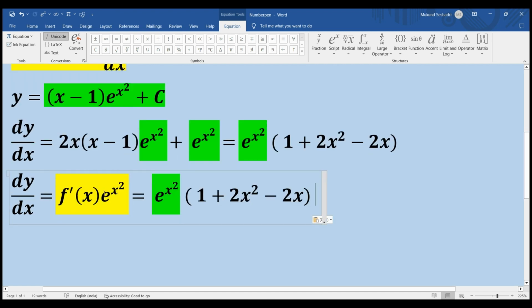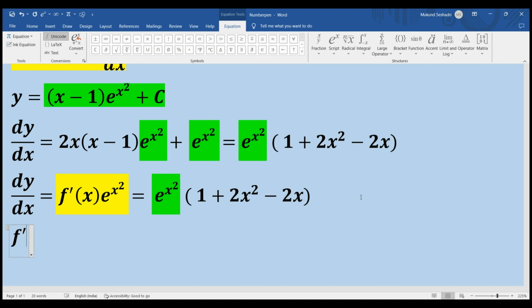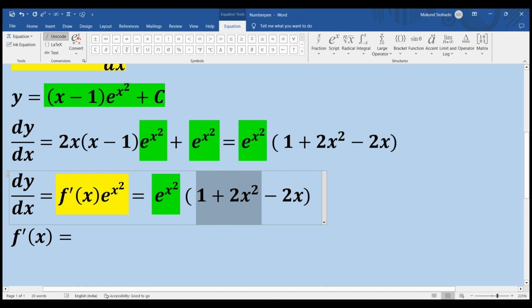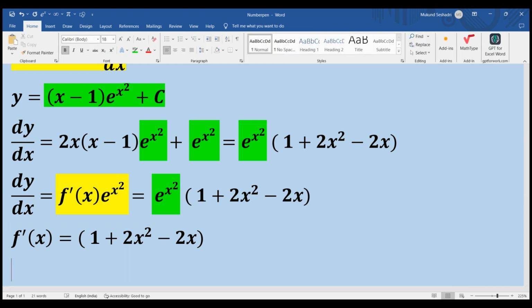So now I notice that e to the power x square is common. I can cancel out that, and what am I left with? I'm left with my f dash of x, right? So my f dash of x is equal to 1 plus 2x square minus 2x, right? And when my f dash of x equals 1 plus 2x square minus 2x, I know that figuring out what my f of x is not too difficult, right?